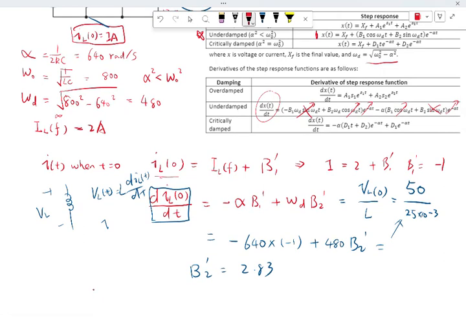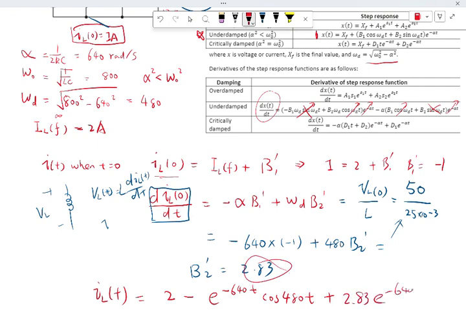So the final result: iL(t) equals the final value, which is 2, and B1 is -1, so minus e to the order of -640t, where 640 is alpha, multiplied by cosine of omega d t, and plus B2, 2.83 e to the order of -640t, multiplied by sine of omega d t. Okay, that's it.